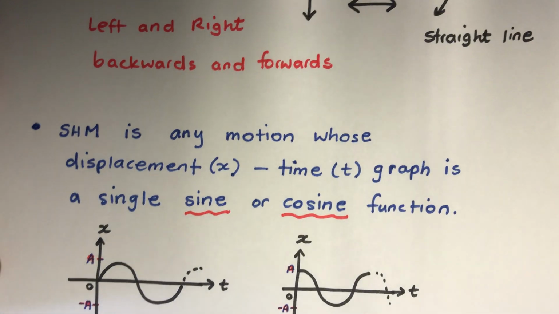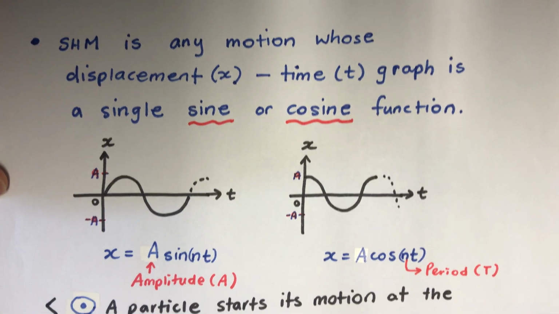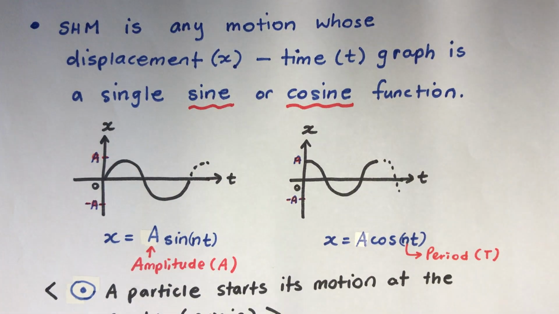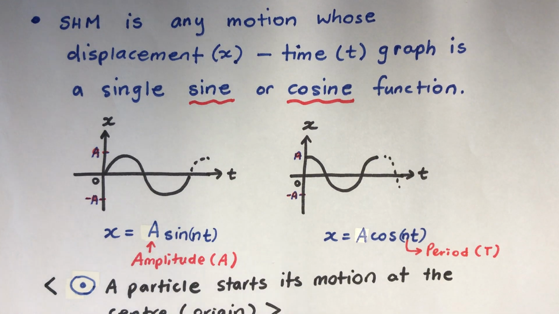So therefore simple harmonic motion is any motion whose displacement x and time t graph is a single sine or cosine function. If you look at the sine and cosine wave or function, that's where it's like moving up and down or left and right, like a wave in the ocean. So that's simple harmonic motion. It's got a pattern in it. So let's have a look at that.